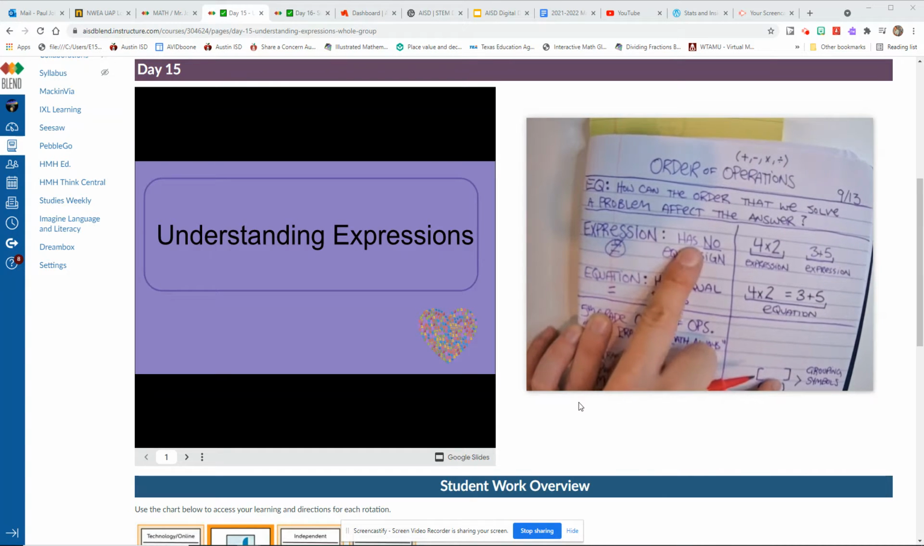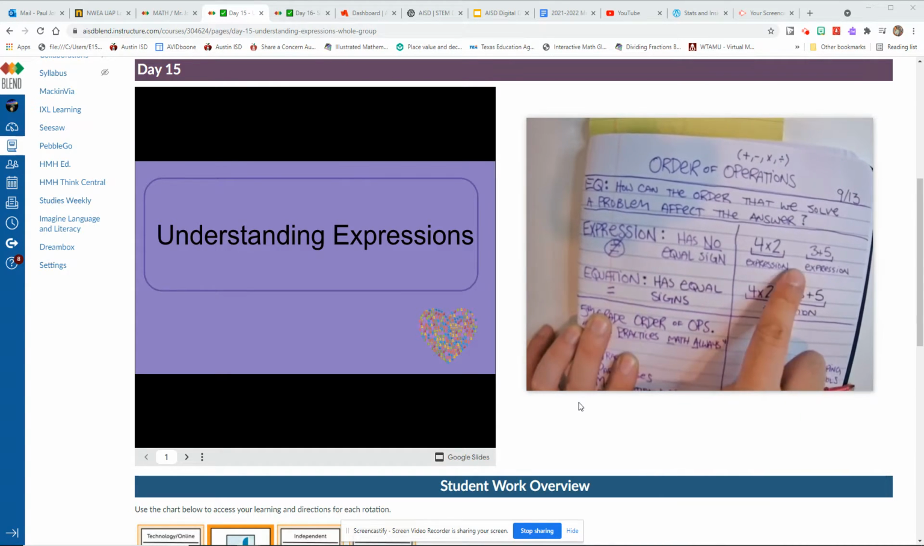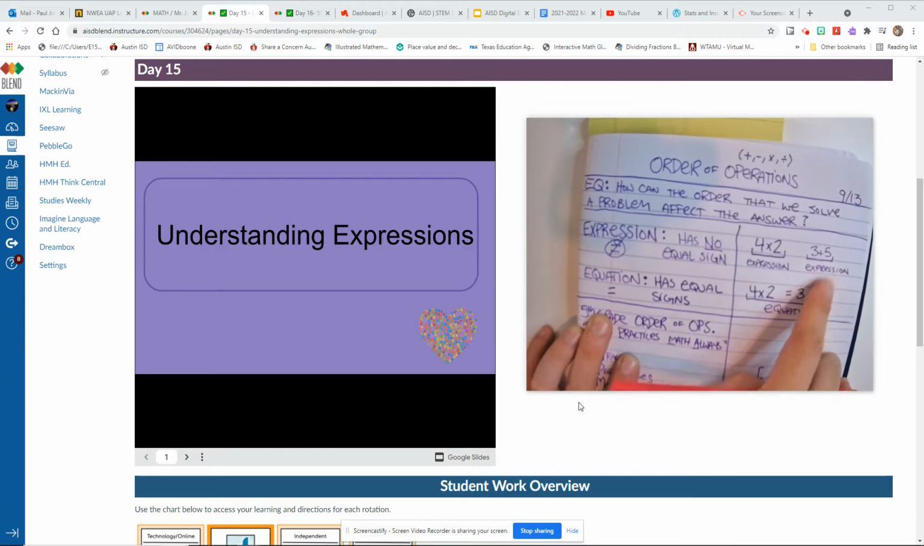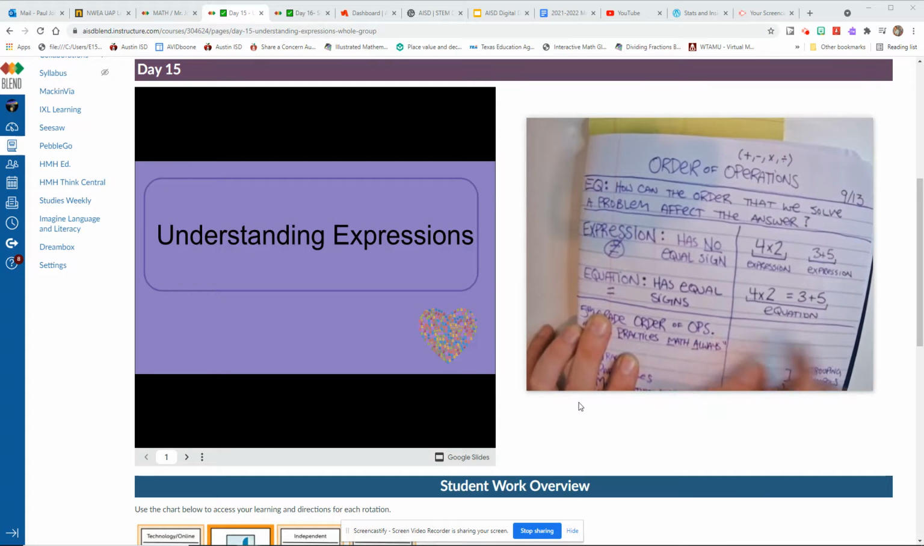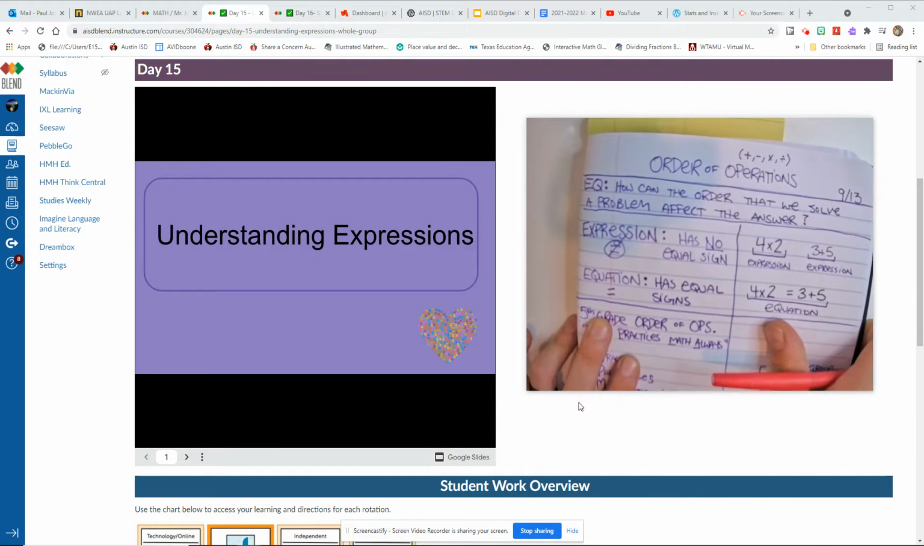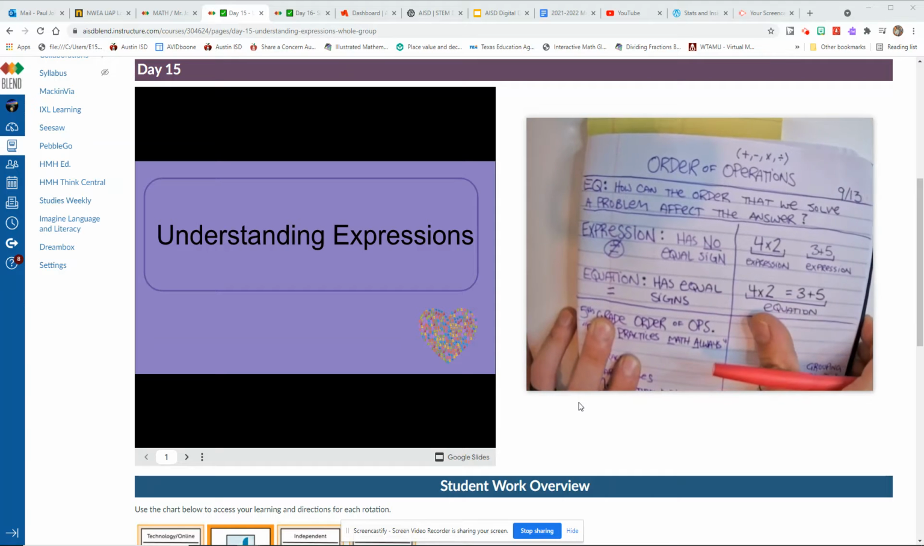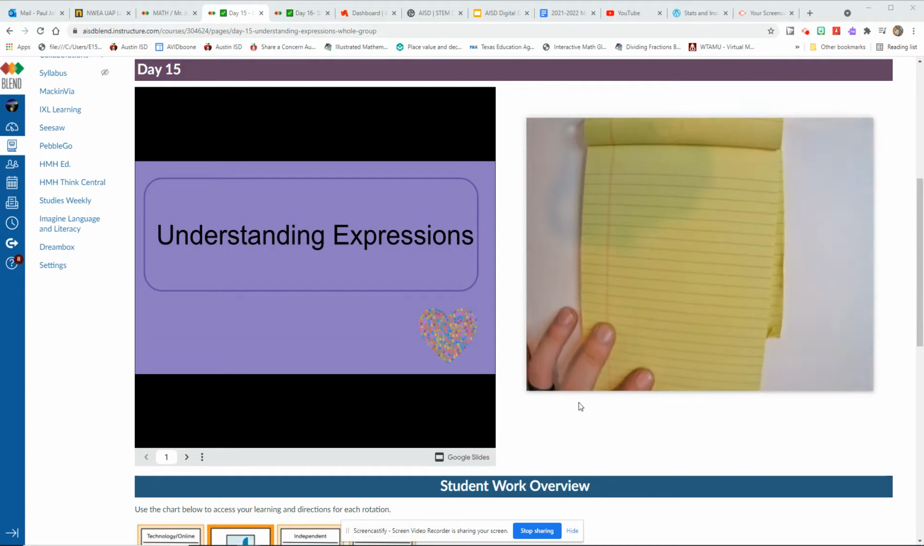An expression has no equal sign, so it's a problem with no equal sign. 4 times 2 by itself, no equal sign, that's an expression. 3 plus 5 by itself, no equal sign, that is an expression. So an expression is a math problem with no equal sign.